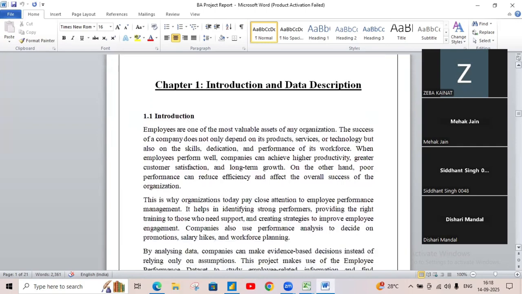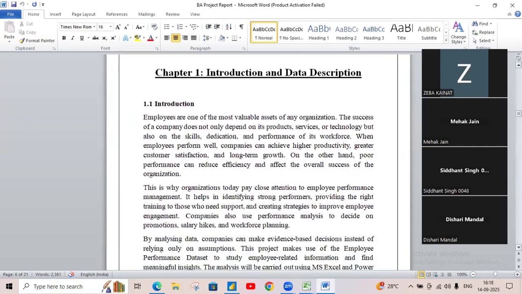This project basically focuses on analyzing employee performance using a structured dataset called the employee performance dataset. This dataset contains 1,000 records and 12 variables, covering both demographic details like age and gender, as well as job related information such as salary, experience, department, and performance scores.